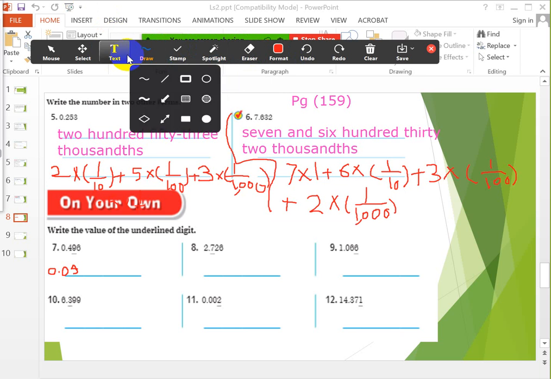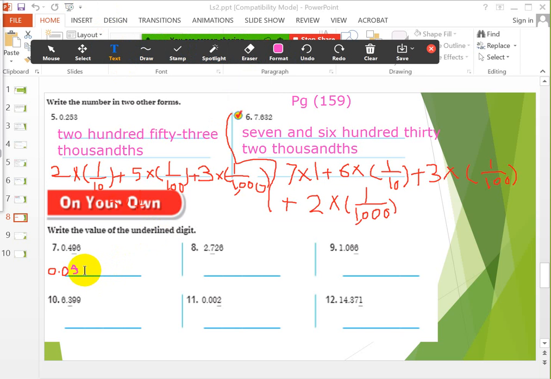Or you can write it in another way. I can write it like 9 hundredths. You can write it like this or like this, and it will give you the value of the number. Now, what about the 7 here in number 8?